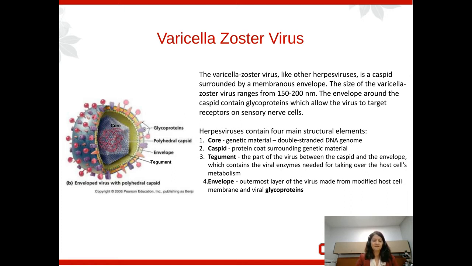And then finally, there is the envelope that you see on the outside with those little spikes on it. This envelope is made up of modified host cell membrane and viral glycoproteins. And these glycoproteins actually are what help target it to the neural cells. So there are receptors that bind to these glycoproteins.